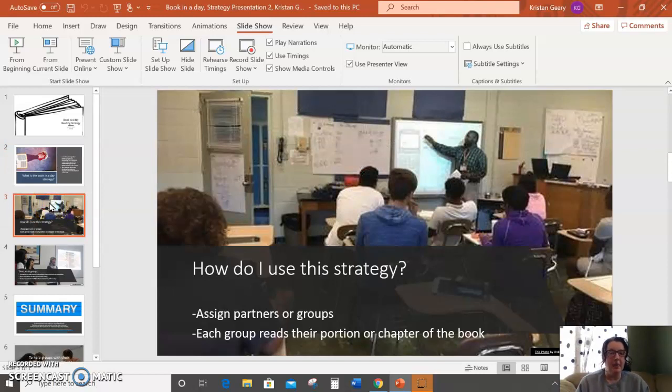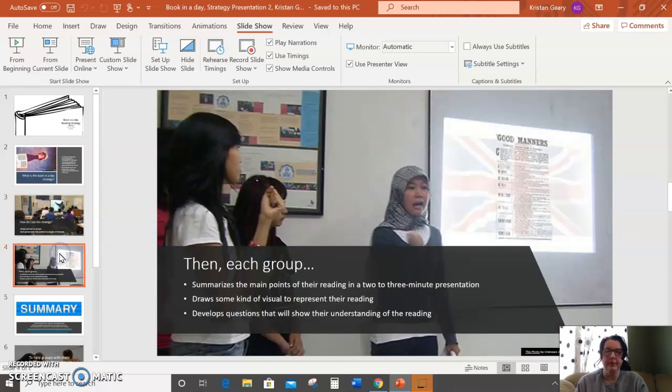First, you're going to assign partners or groups, however that works out in your classroom. Each group reads their portion or their chapter of a book. Then, each group is going to summarize the main points of their reading in just a real short 2 to 3 minute presentation. Then they draw some kind of visual to represent their reading, because we need to keep in mind that we have all different types of learners in our classroom, and a visual can be really helpful for a multiple amount of students in your room.